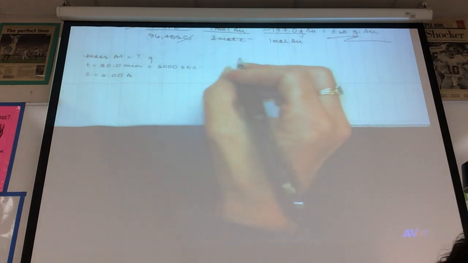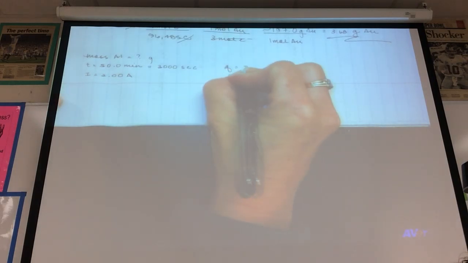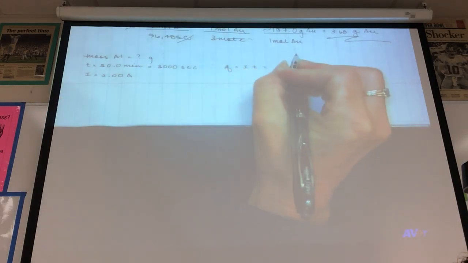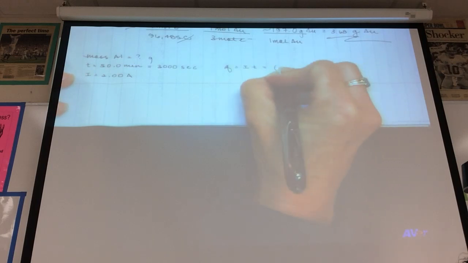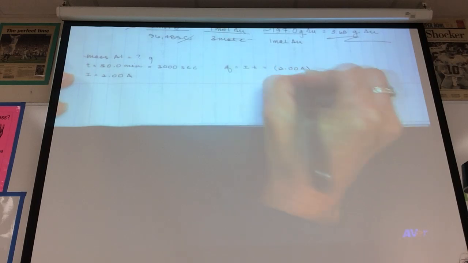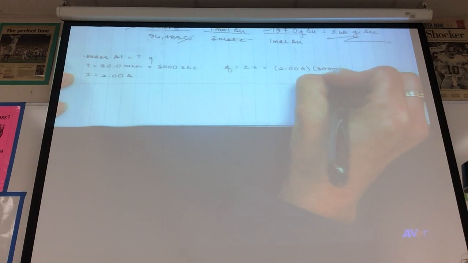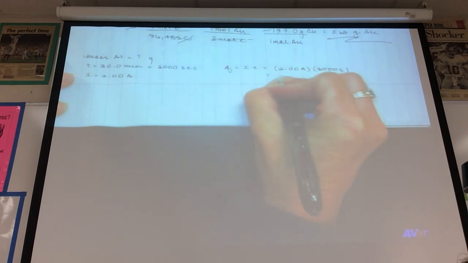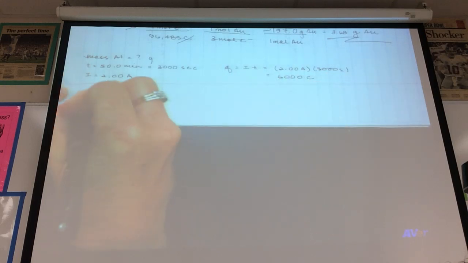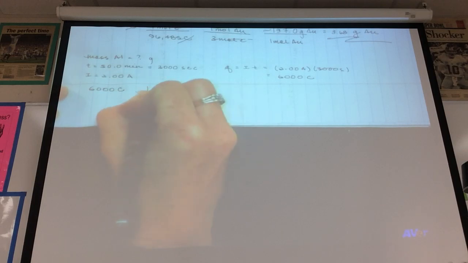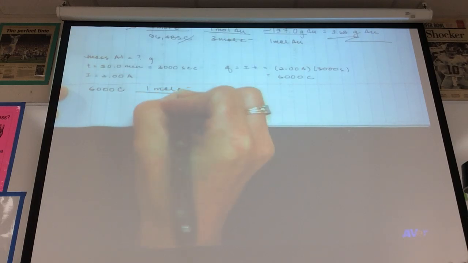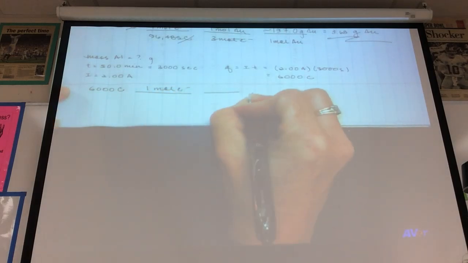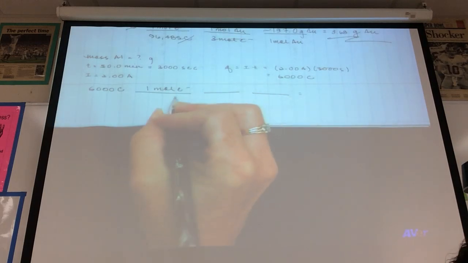And again, you're going to work this very similarly. Q is equal to IT. So we've got 2 amps times 3,000 seconds. And that's 6,000 coulombs. We have 6,000 coulombs. You're going to do the same setup, although I'm going to cheat a little bit here to show you how to do it without a calculator.